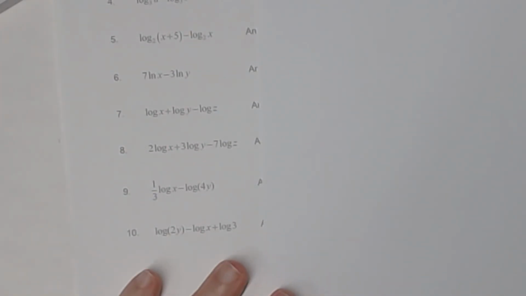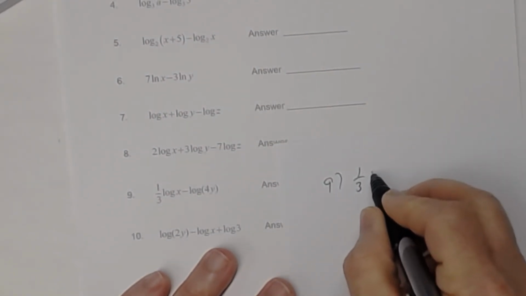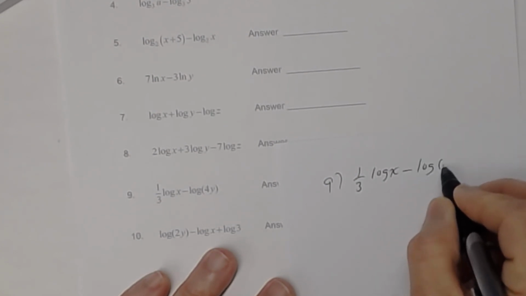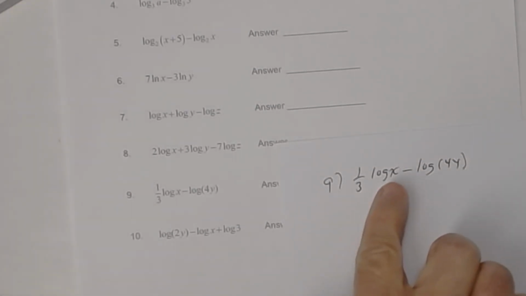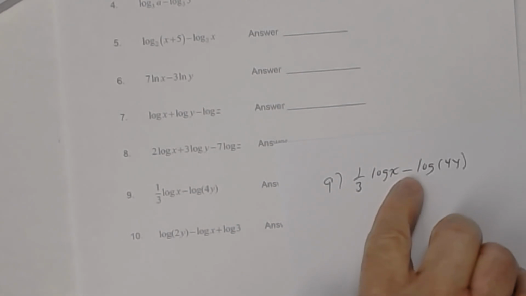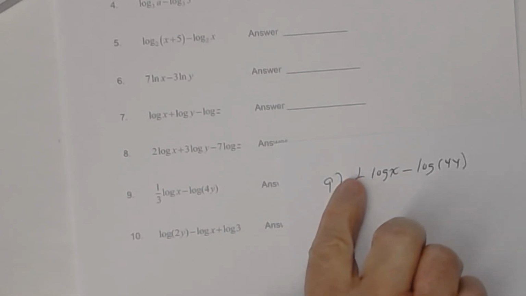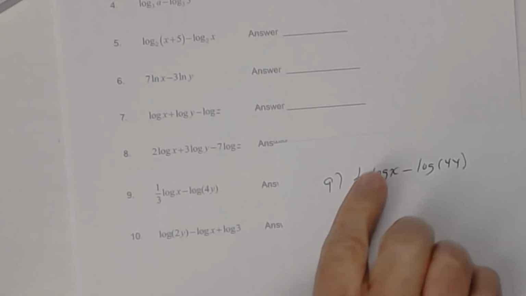Okay, number 9. You have 1/3 times the log of x minus the log of 4y. Okay, so I have two logarithms, the same base, they're both base 10. This is a subtraction, so I know I'm going to use the quotient rule. But before I can go directly to the quotient rule, notice I have the coefficient here being 1/3. So I'm going to write this as an exponent now.